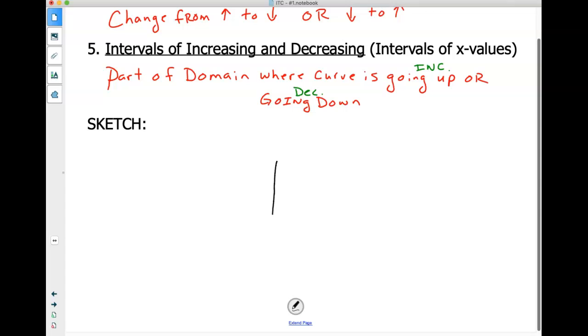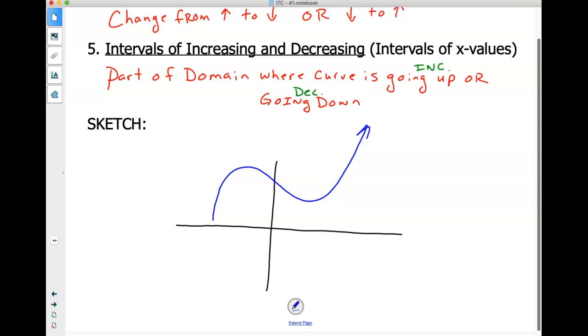But let me just chuck a sketch up here. So I'm going to make a sketch, and on this sketch, I'm just going to make a random curve. Looks like a cubic polynomial. And as I'm looking at this, I can see right here, I have a maximum because I had a change from coming up to going down. I have a minimum because I had a change from going down to going up. I know you knew that.